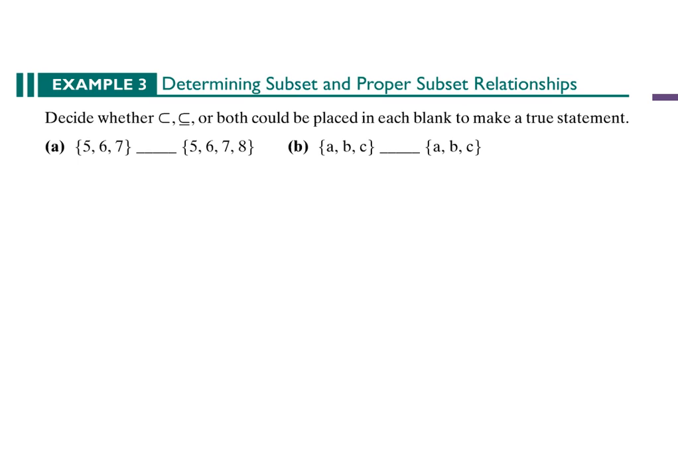Now here we are asked to determine, do we use proper subset, subset, or both could be used. So 5, 6, 7, 5, 6, 7. Well, there's fewer here, so it is a subset, and it's also a proper subset. One fewer member. So both. ABC, ABC, we can only use this one. Knowing the rules and then applying.